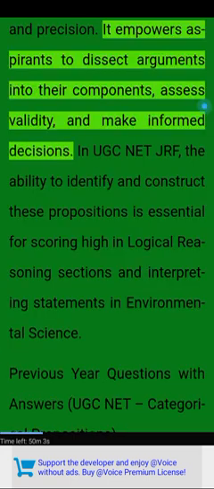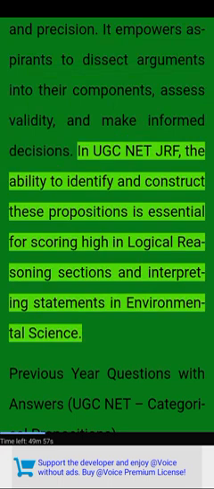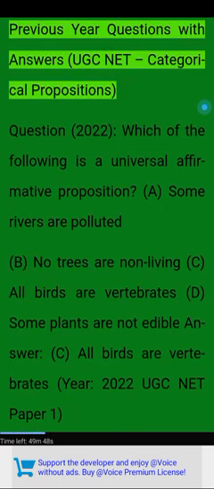It empowers aspirants to dissect arguments into their components, assess validity, and make informed decisions. In UGC Net JRF, the ability to identify and construct these propositions is essential for scoring high in logical reasoning sections and interpreting statements in environmental science. Previous year questions with answers.